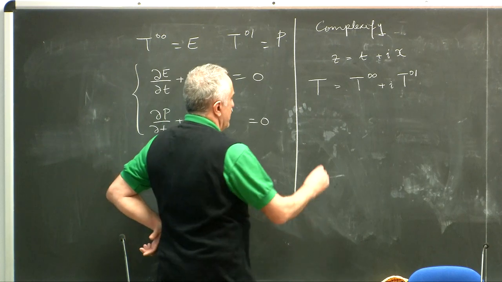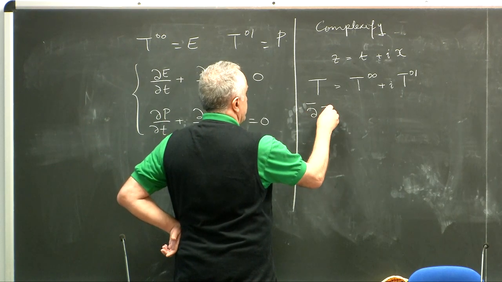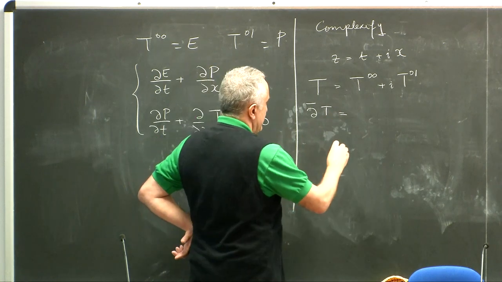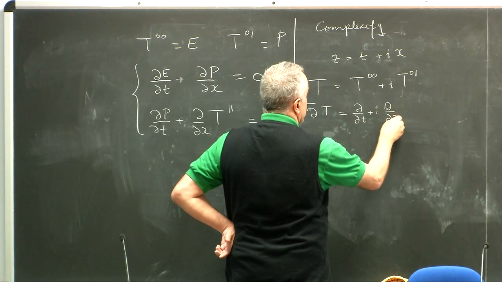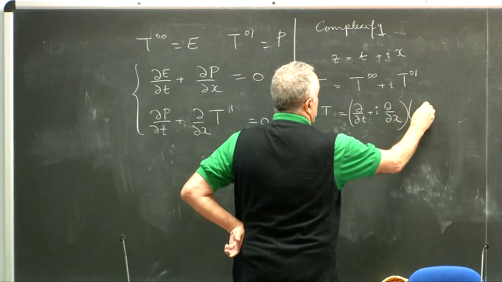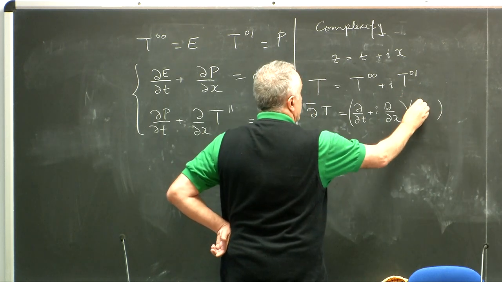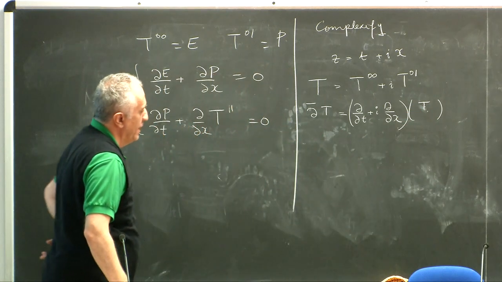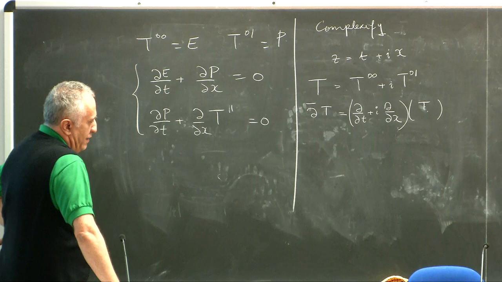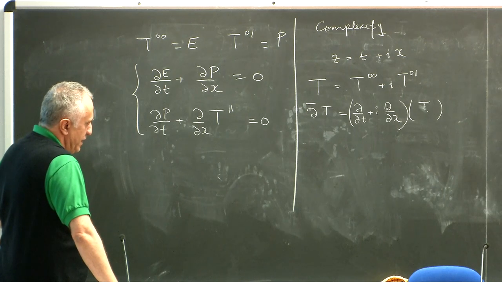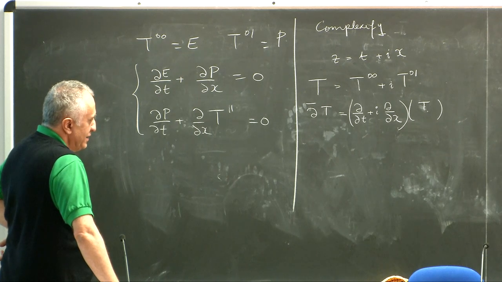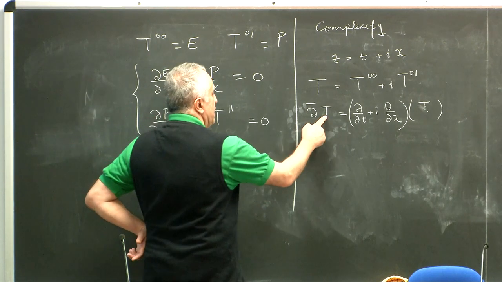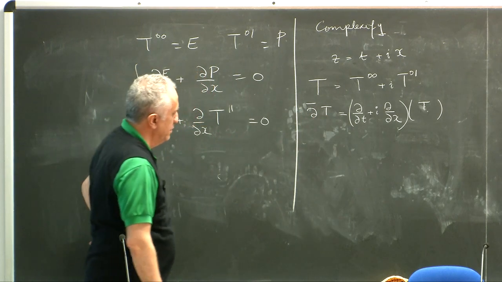Now let's see what d bar t gives us. That is d by dt plus i d by dx times this guy there. Why do I do that? It's because I have the experience that in the complexification procedure, I can get analytic functions by looking at the d bar derivative on them. So what I am hoping for is that this t will satisfy the Cauchy-Riemann conditions.